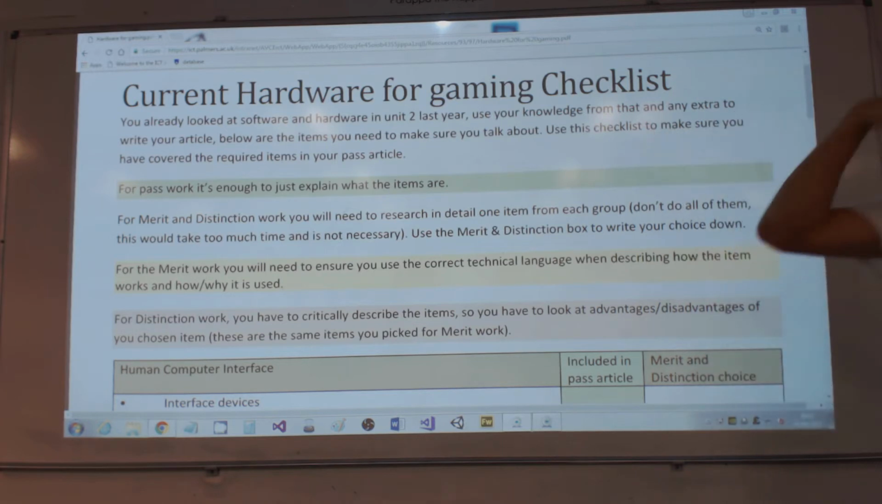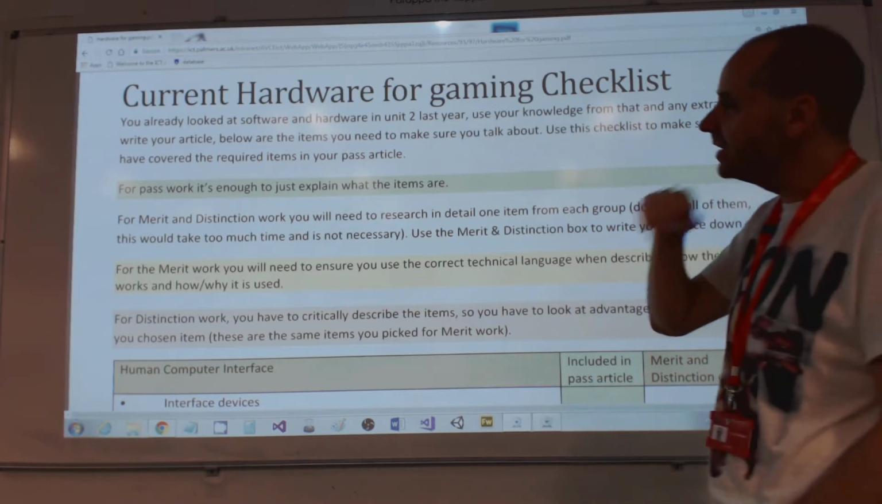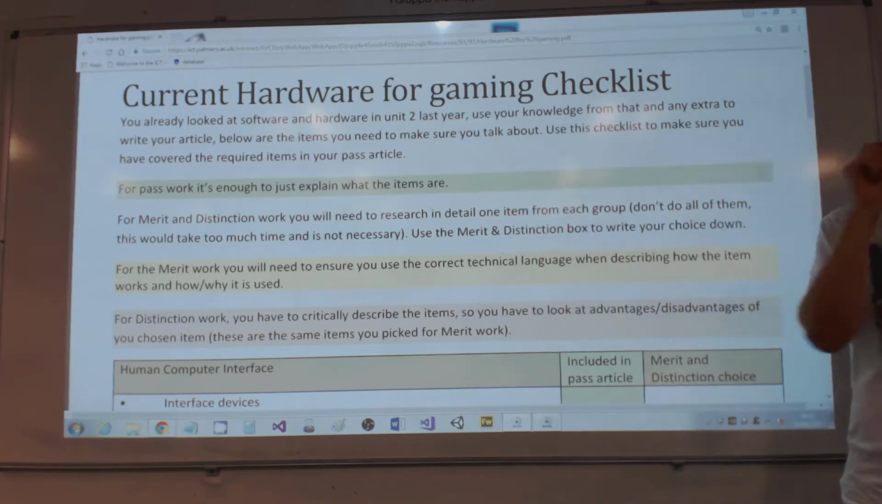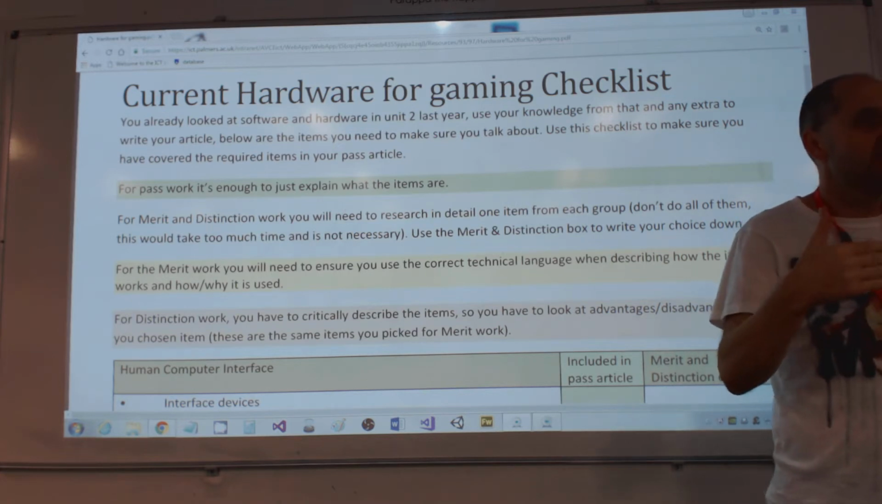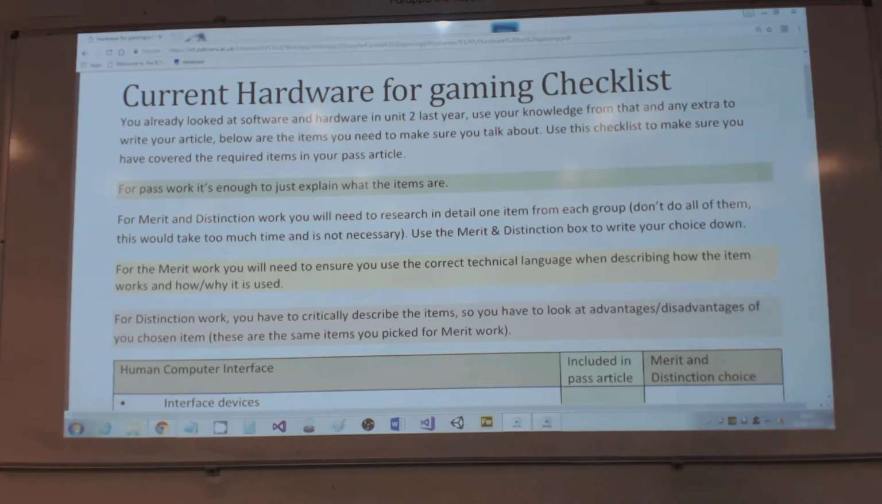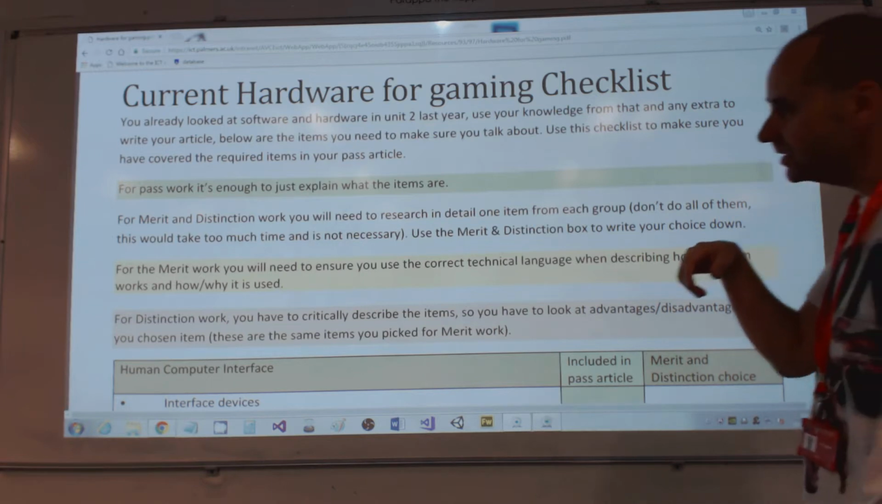The key thing about this, I'll do the software one. I won't overload you. We'll just do the hardware one to start with. The key thing about this is that you're not just describing these things. You've got to try and always think in your mind, if you need to put a context down, the context is gaming, because that's what this unit's all about. Okay.